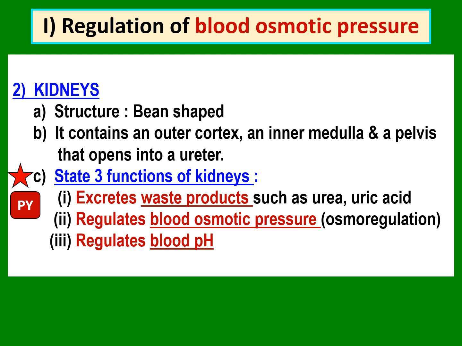Now let's study the structure of the kidneys. The shape of the kidney is like a bean, and it contains an outer cortex, inner medulla, and pelvis that opens into a ureter. We'll look at that in the next slide. Now, this is the past year question. What are the functions of the kidney? So I put here PY means past year questions. Important, huh? So it excretes waste products such as urea and uric acid, regulates blood osmotic pressure, and regulates blood pH. All 3 points must be written in the answer.